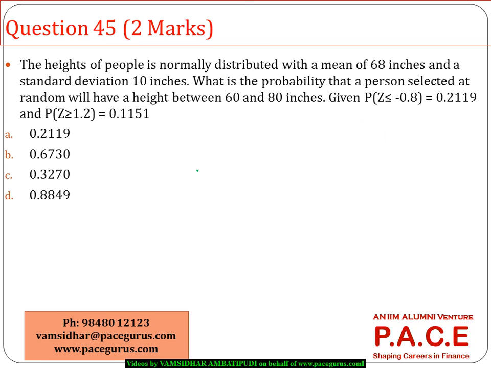The heights of people is normally distributed with a mean of 68 inches and a standard deviation of 10 inches. What is the probability that a person selected at random will have heights between 60 and 80? So when we are talking about between 60 and 80, we are talking about probability of height greater than 60, and the height less than 80.